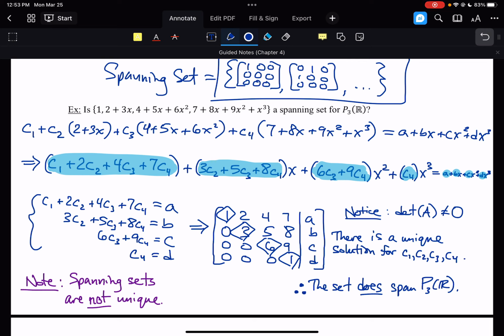Okay, and we'll talk more in upcoming sections about how we can span vector spaces like this more efficiently. What are some of the better choices to use for spanning sets for vector spaces? But these spanning sets are not unique. There are many different spanning sets for any given vector space. But to answer the question of this example, this set of vectors does span all of P3 because we can create a linear combination with a unique solution for C1 through C4.